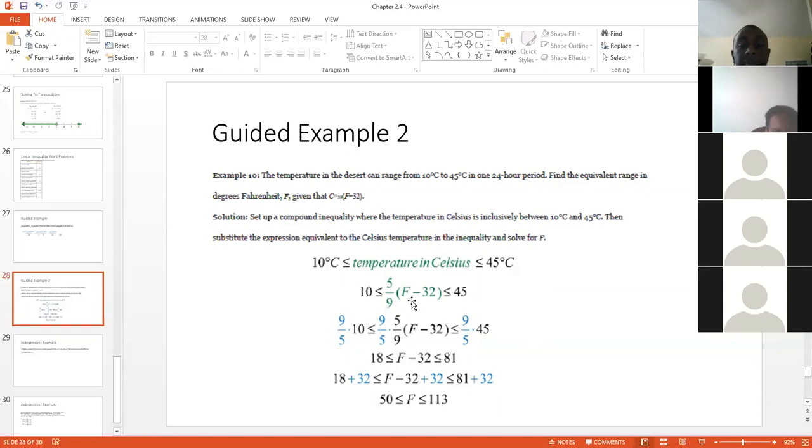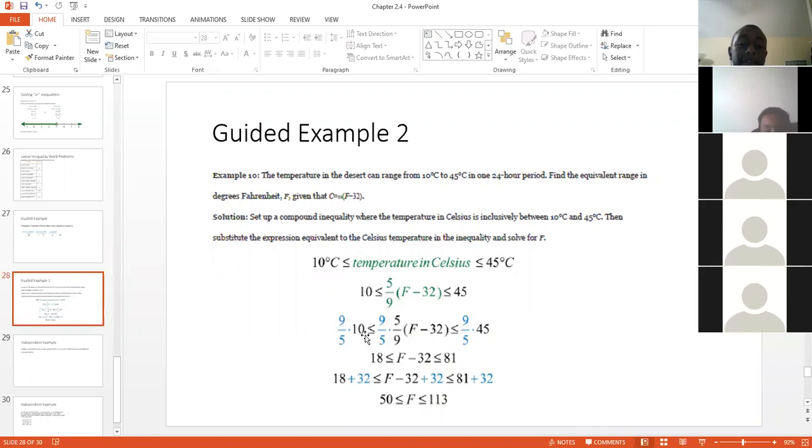The first thing you can do is get rid of the fraction. How do we get rid of fractions? You can multiply by its reciprocal. A reciprocal, again, is flipping the fraction. So the reciprocal of 5 over 9 is 9 over 5. So 9 over 5 times 5 over 9 is just 1. Anything times its reciprocal is 1. Whatever you do in the middle, you have to do to the left and the right. So 9 over 5 times 5 over 9 cancels out.